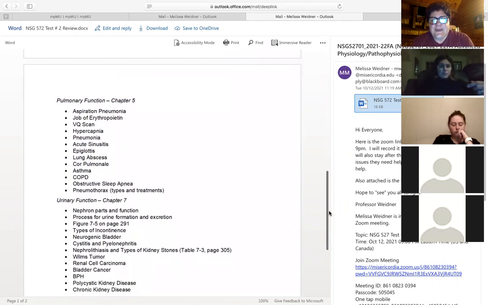For a VQ scan, just understand what that's used for. The gold standard to diagnose pulmonary embolism is a CAT scan, but if someone has a suspected pulmonary embolism and can't have a CAT scan, a VQ scan is what would be ordered. All you really need to know for the test is that a VQ scan is ordered to rule out a pulmonary embolism. Understand what hypercapnia is.